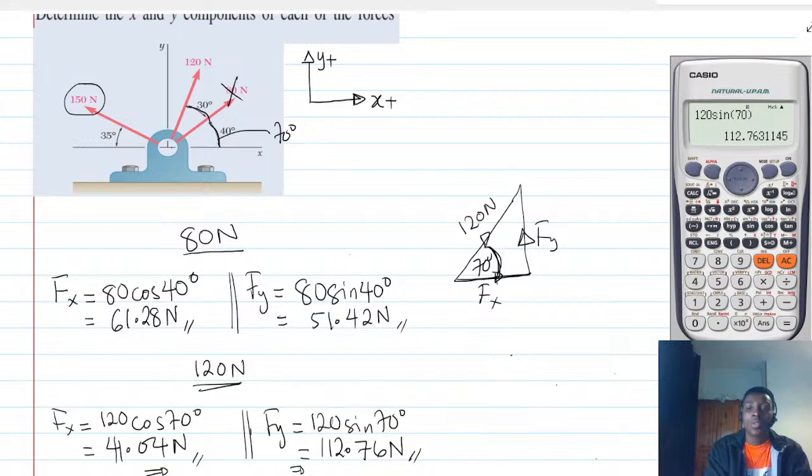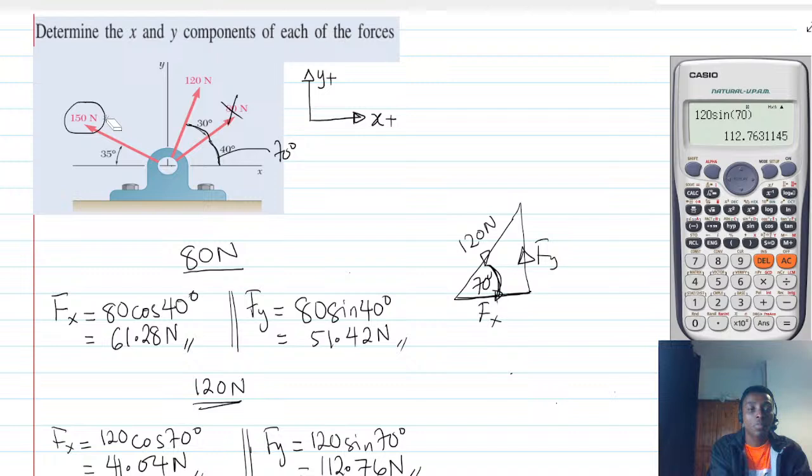So then with the 150 Newton force, let's watch something here. There is an angle, and this angle is 35 degrees. Okay. But watch this. You can clearly see that... what do you see here? 35 degrees, isn't it? But watch this.